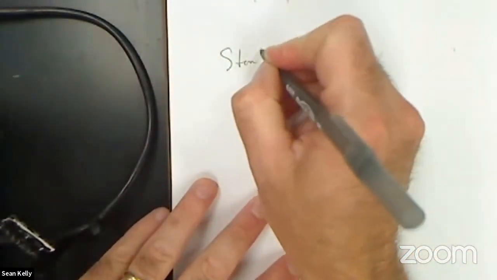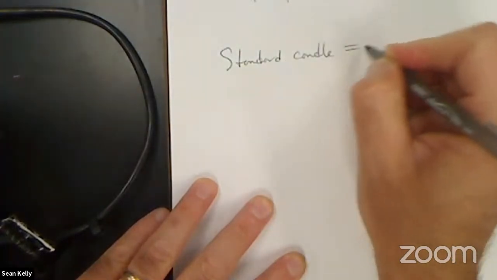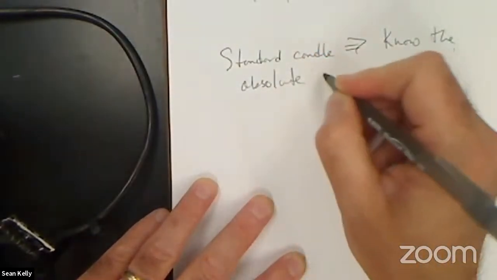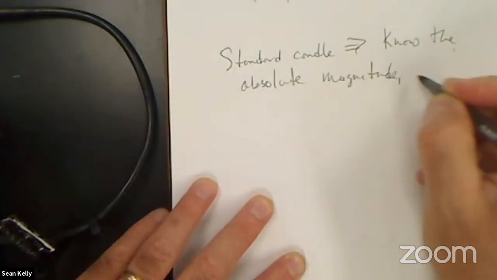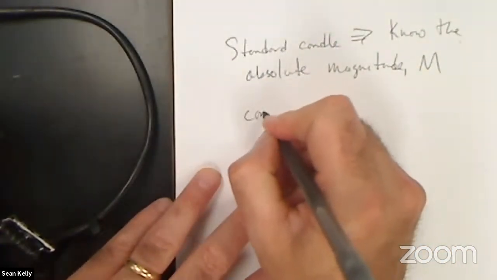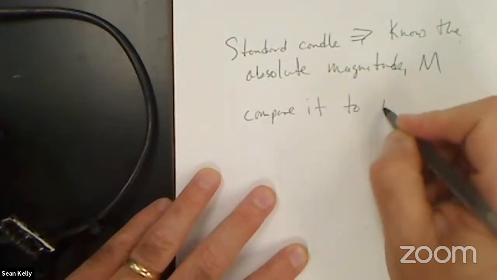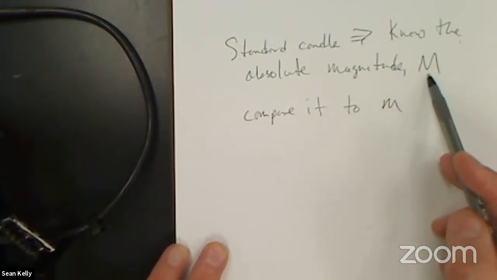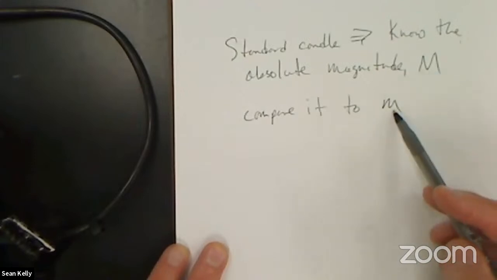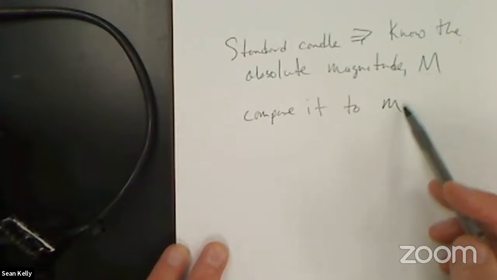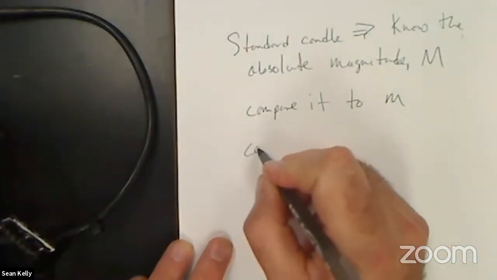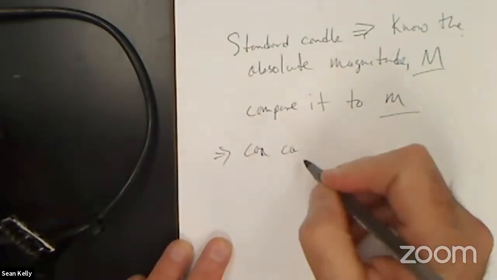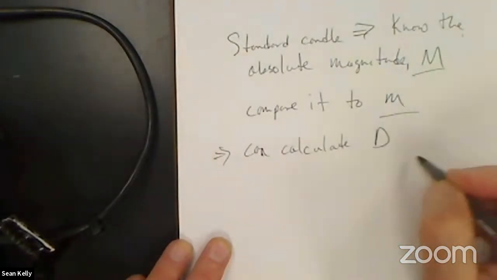A standard candle is something where you know the absolute magnitude, big M, okay? And what you're going to do is compare it to the apparent magnitude, little m. And they're not going to be the same thing. Why not? Well, because remember, absolute magnitude is at a distance of 10 parsecs. Apparent magnitude is at the real distance. But if you compare them, what can you calculate? Using this number and this number together, you can calculate, this is our conclusion, the distance.